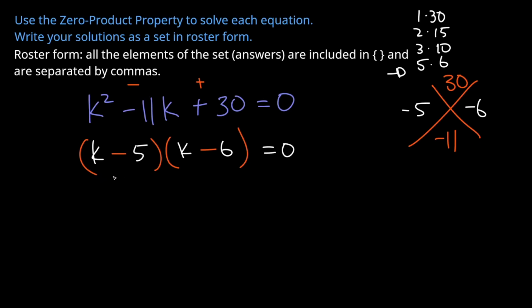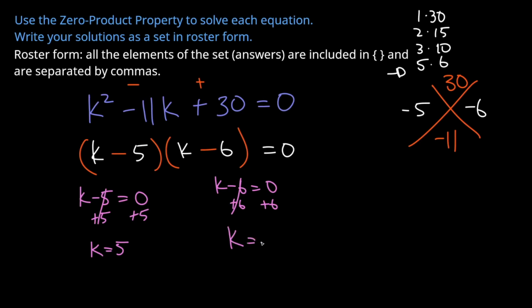So we use the zero product property. We set this equal to 0. K minus 5 equals 0. We want to solve for k, so we add 5. K equals 5. And then we can do the same thing to this. Add 6 to undo it, and we have k equals 6. So we have k equals 5, k equals 6.